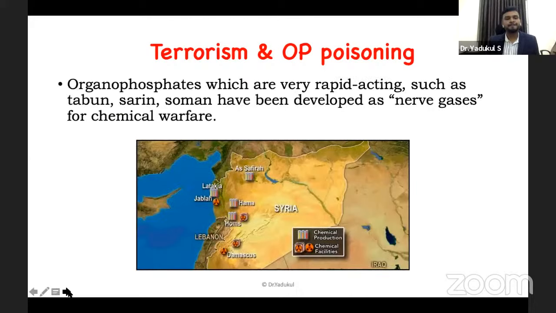That is, the organophosphates which are very rapidly acting, such as tabun, sarin, soman. These are what we call the nerve gases, which are similar in action to OP poison, but very rapidly acting, which is commonly used for chemical warfare. Hope we will not see these nerve gases sooner or later in our country.